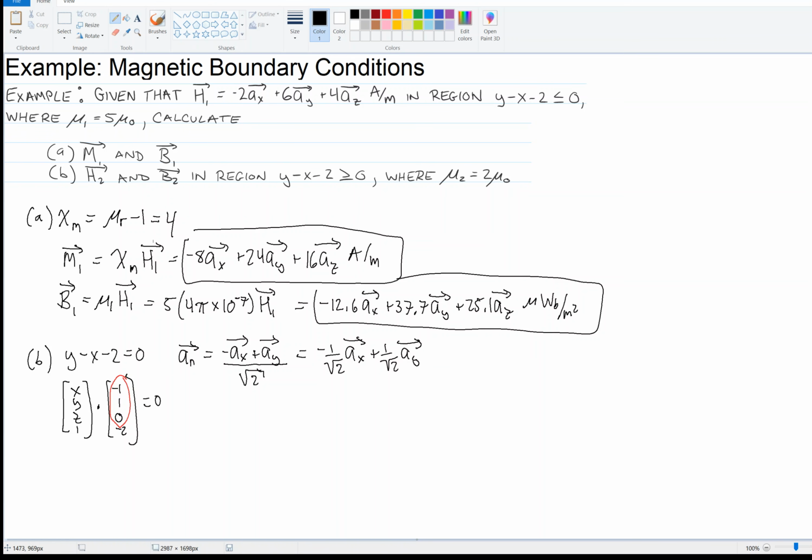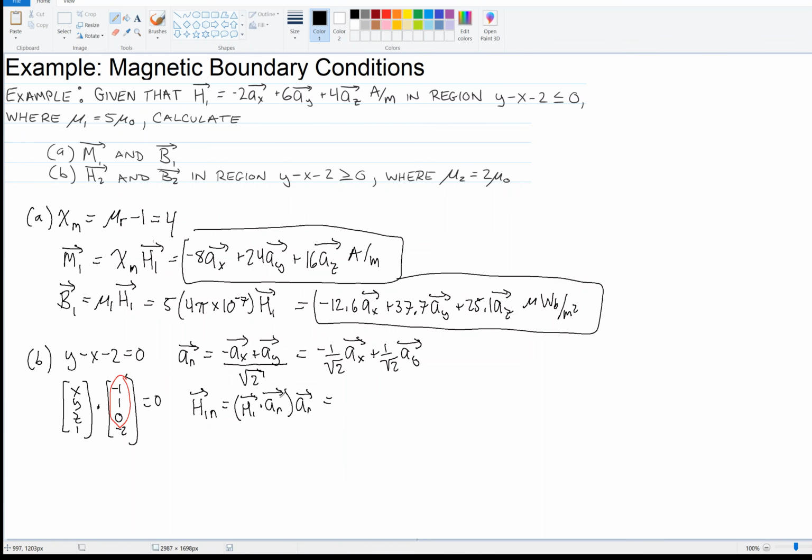Okay, so why do I need that? Well, let's get the normal component of h1. So the normal component, I'm going to project, let's think of our vector operations here. I'm going to project h1 onto that normal unit vector, right? So I'm going to take h1 dotted with an, then times an. So again, when I take the dot product, I get a scalar, and then that scalar times the unit vector gives me the normal component. So I carry out this operation.